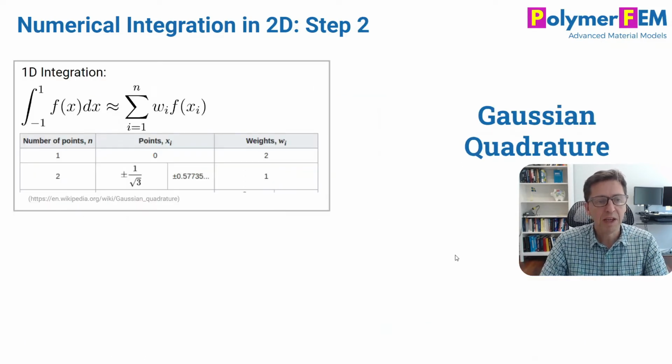The second step is to, instead of calculating an integral analytically, calculate it in a numerical way using Gauss quadrature. So here's the 1D example from Wikipedia that shows that the integral from -1 to 1 of a function is basically a weight factor, constant, times the function evaluated at 1 or more points. So this is how Gaussian quadrature works.